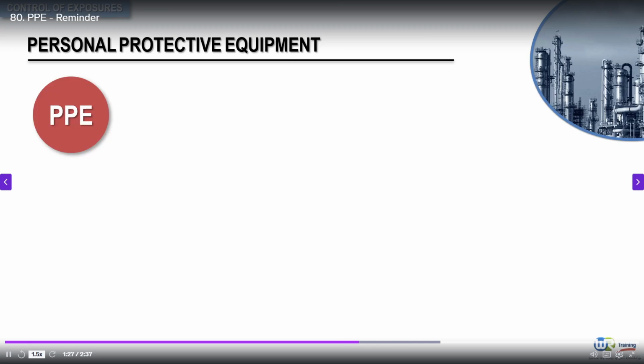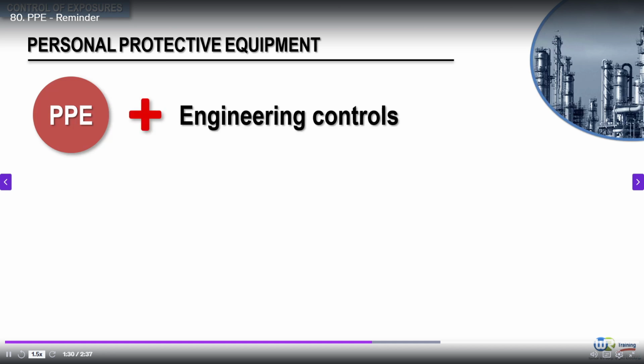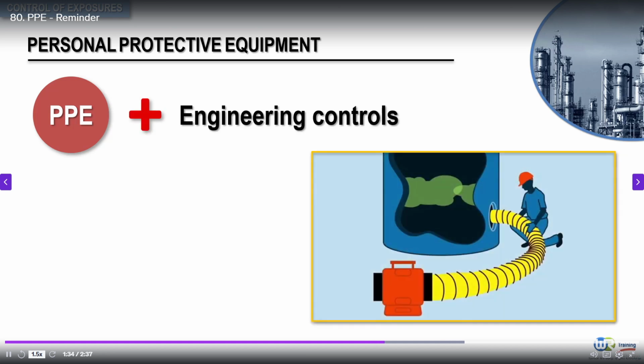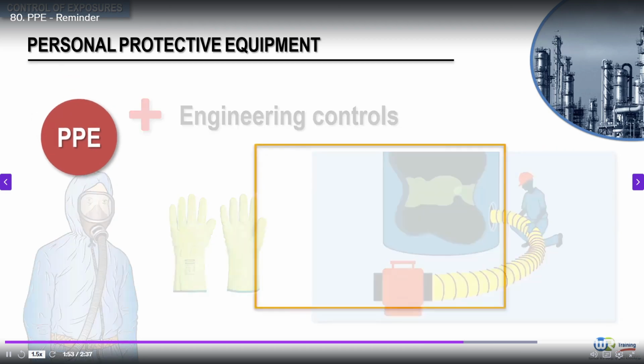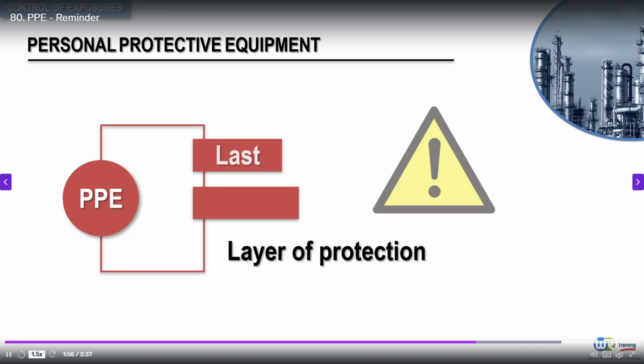Sometimes, PPE may be needed along with engineering controls. For example, a ventilation system, which is an engineering control, reduces the inhalation hazard of a material, while gloves and coveralls reduce skin contact. Use of personal protective equipment may be vital, but it is nevertheless the last and weakest layer of protection. So please keep this safety point in mind.